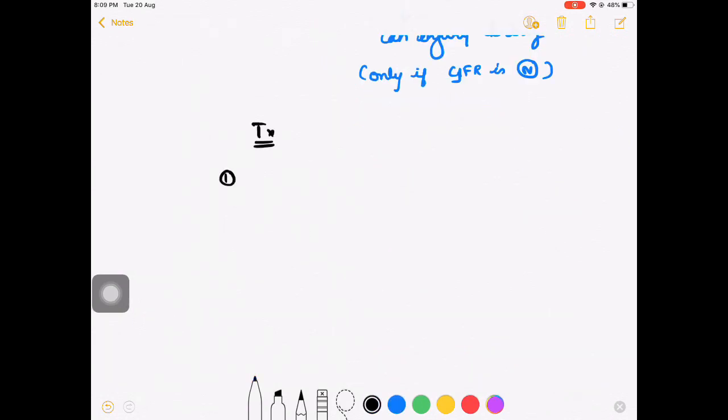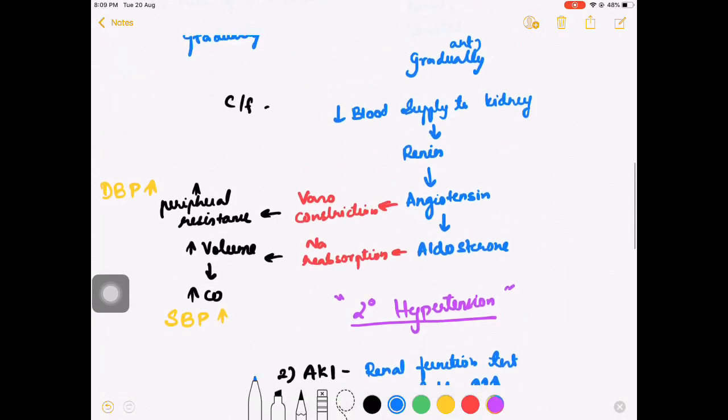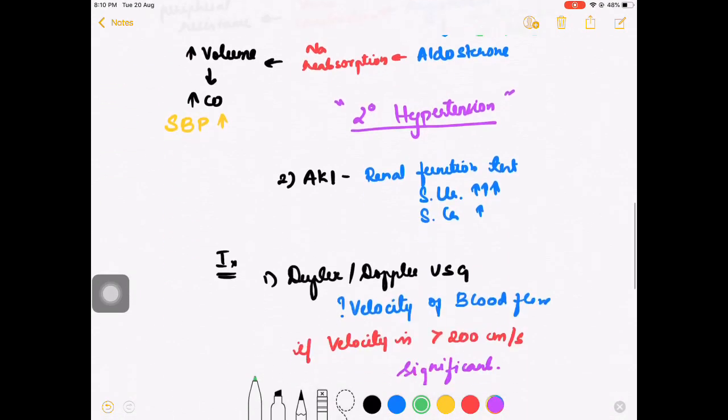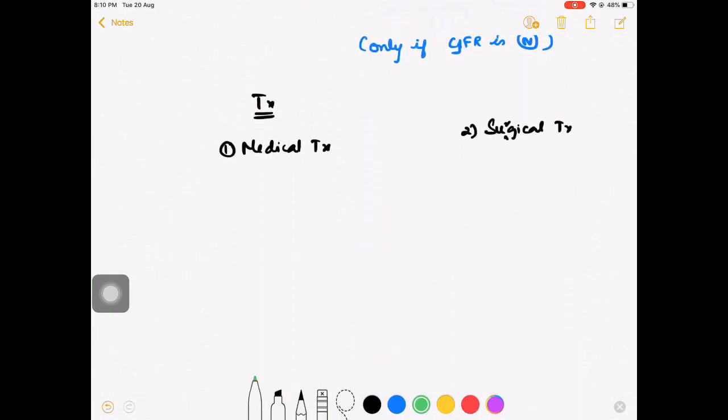Coming to the treatment part, it has a medical treatment and a surgical treatment. In medical treatment, the first thing is to control the blood pressure. Because it is a renin angiotensin aldosterone pathway, we can give angiotensin converting enzyme inhibitors and angiotensin receptor blockers. These can only be given in unilateral renal artery stenosis, not in bilateral renal artery stenosis, which I will say in the later part of the video.